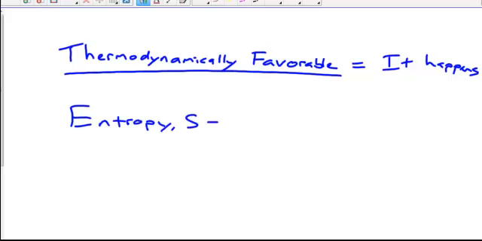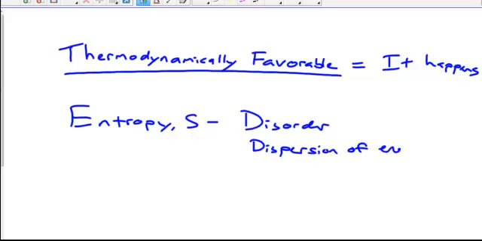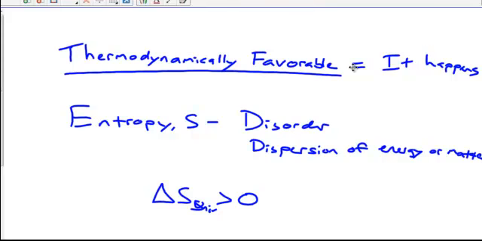As you recall, entropy is basically the disorder of the system, or the dispersion of energy and matter of the system. Now, entropy was useful because we said that for any process that happens spontaneously or is thermodynamically favorable, the entropy change of the universe is positive. If the entropy change of the universe was negative, then the reaction would not occur, at least not without you providing some extra energy to make it happen.